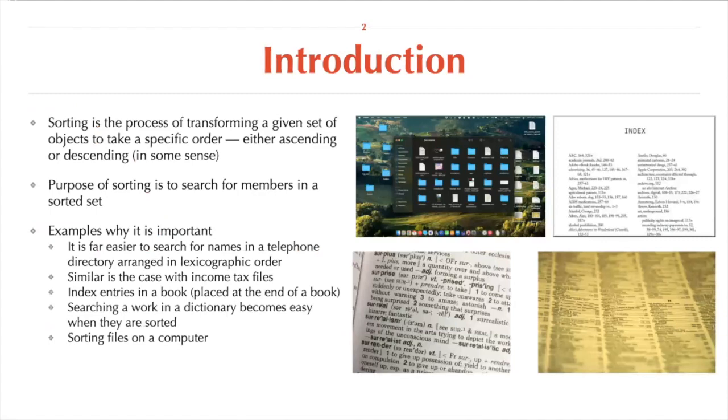So what is sorting? Sorting is the process of transforming a given set of objects to take a specific order. That can be ascending order or descending order. If we have some set of objects or data or any other items, and we transform that set into some specific order, alphabetically ascending or numerically ascending, any kind of ascending or descending order is called sorting.